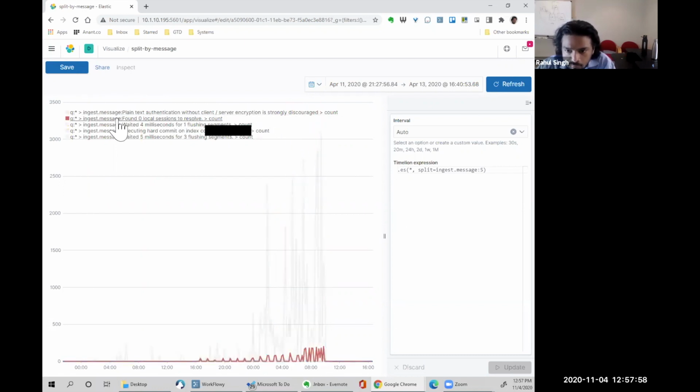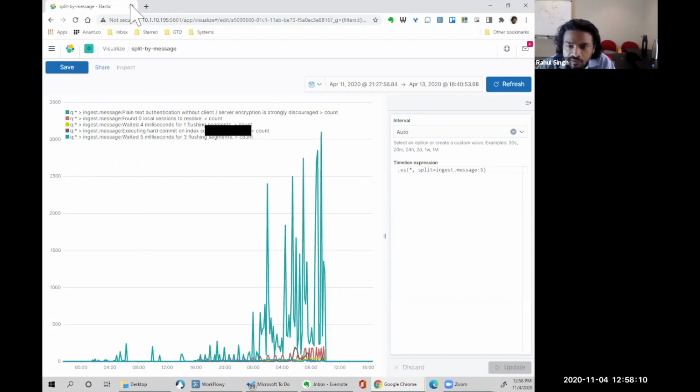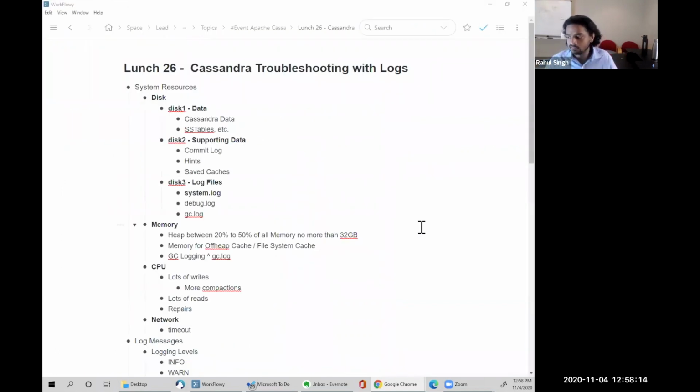Then here we go. Here's one that talks about flushing. There's one that talks about hard commits. So it's very important that you look at these errors in the context of the system you're on, right? I'm looking at something that may be completely different from some other system.